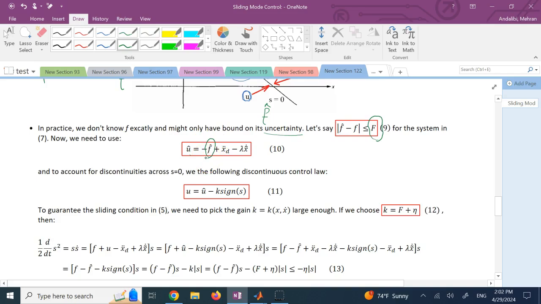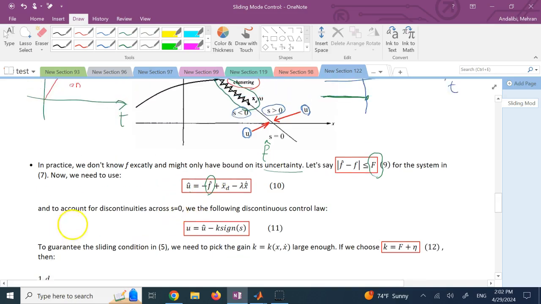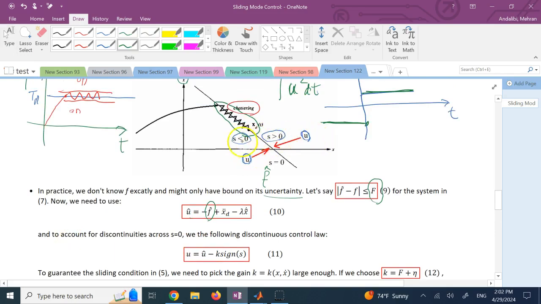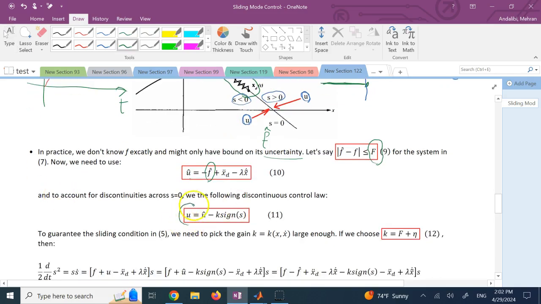And as I said, since we have to account for this discontinuity of u on the two sides of s negative and s positive, the signal that we pick, u, is this u hat that we had in 10 minus k sine of s. Now clearly, if s is positive, sine of s becomes 1, so your u becomes u hat minus k. And if s is negative, then your u becomes u hat plus k.